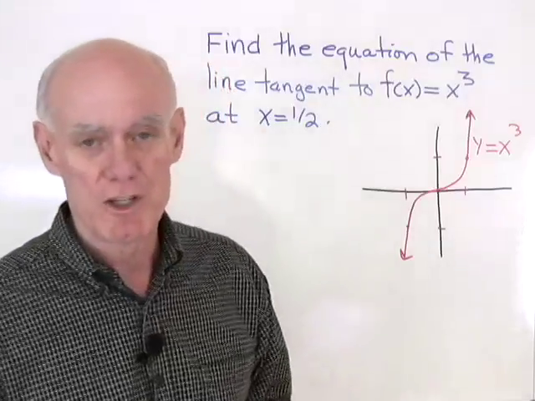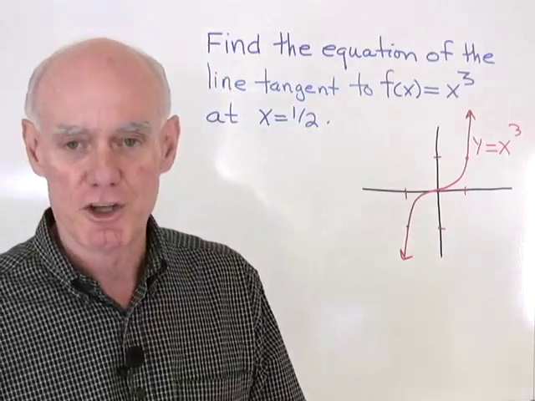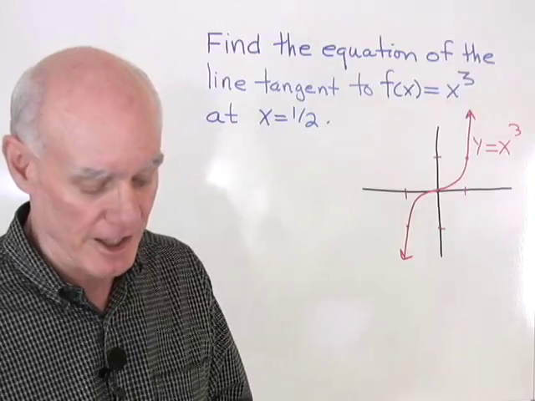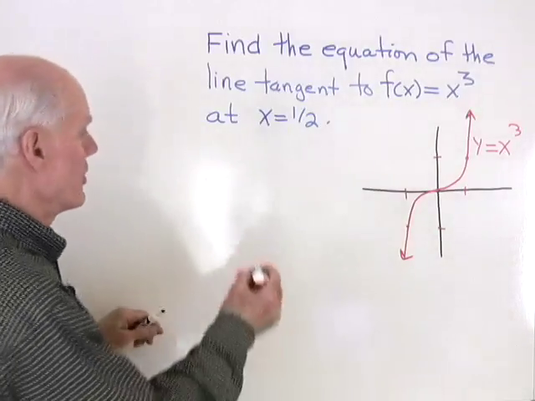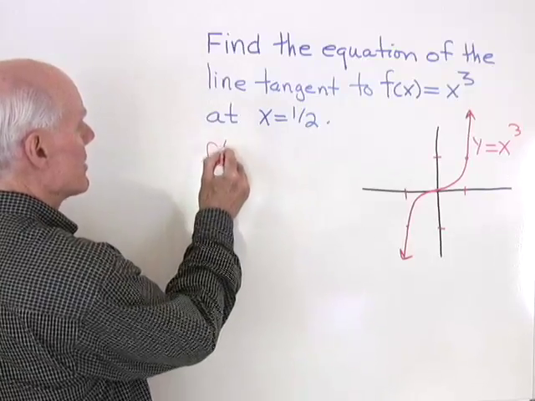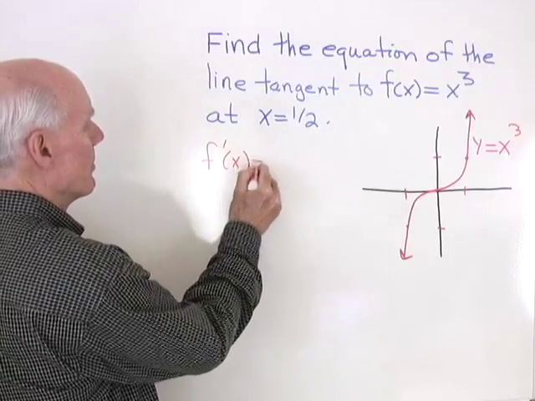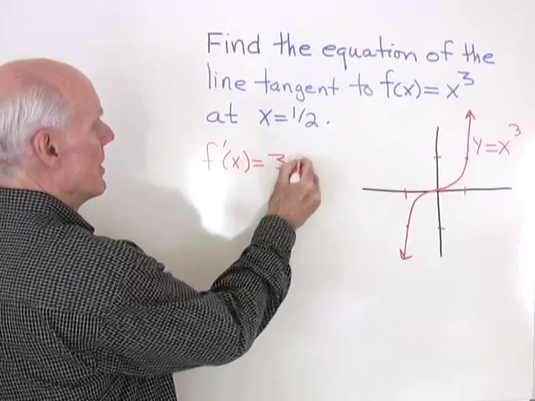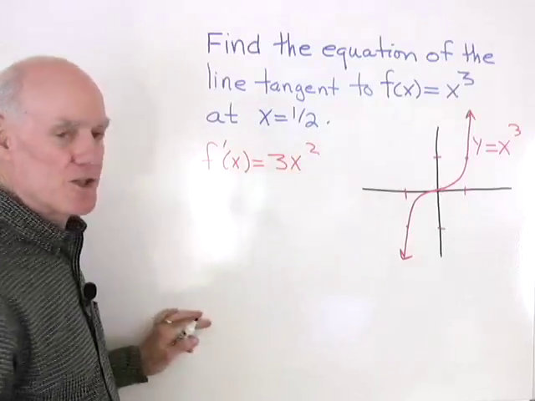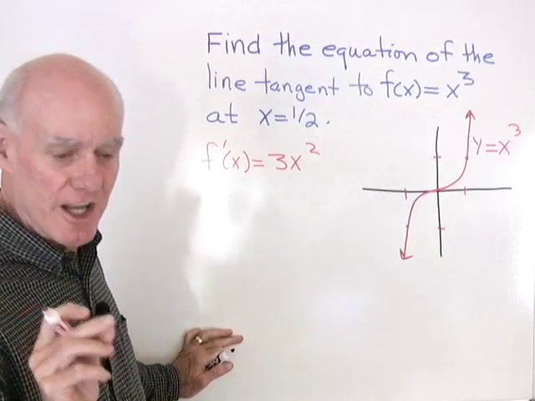We want to find the equation of the line tangent. So first we need the slope of that line, then we need a point on that line. In order to find the slope, we use the derivative. So f prime of x, we know from a previous problem, is 3x squared. So that's the slope of the line tangent anywhere on this graph.